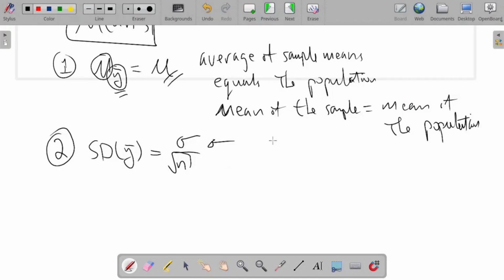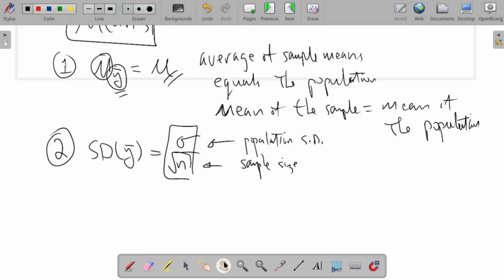So let's write this out for what it is. This is the population standard deviation. And this is the sample size, under the square root, of course. So what happens then is the sample size gets larger and larger. The entire value here gets smaller and smaller. I'm going to summarize these points with a couple of pictures, and you'll see what I'm getting at with that.